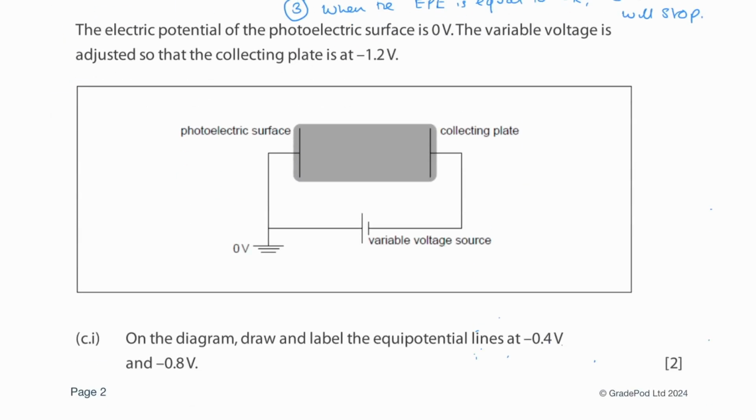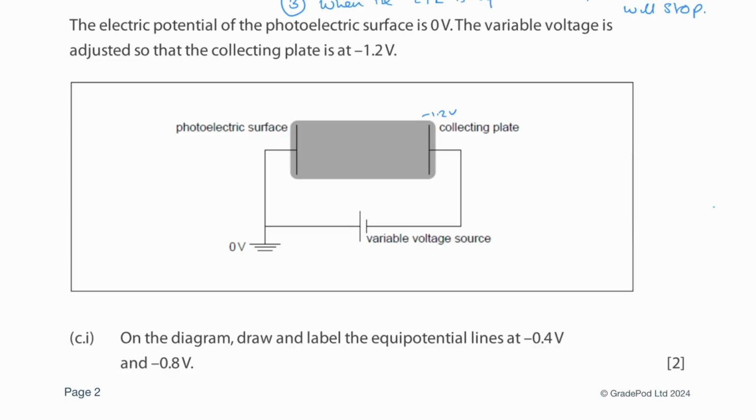The electric potential of the photoelectric surface is 0 volts. The variable voltage is adjusted so that the collecting plate is at negative 1.2 volts. C1. On the diagram, draw and label the equipotential lines at minus 0.4 volts and minus 0.8 volts. So what we've got here is minus 1.2 volts. Got 0 here, and we'll have uniform electric field lines heading down like this. They are straight, they're equally spaced, and we won't bother with the edge effect right now.